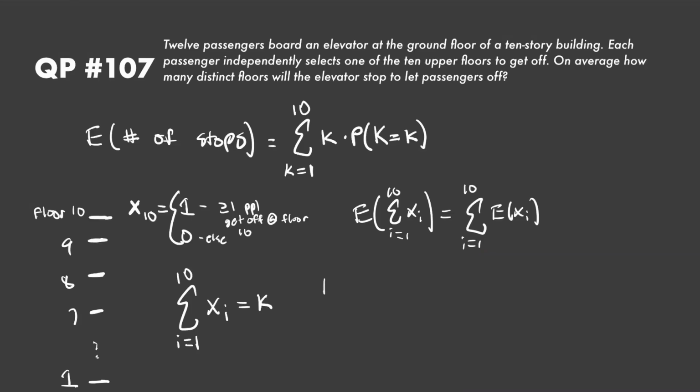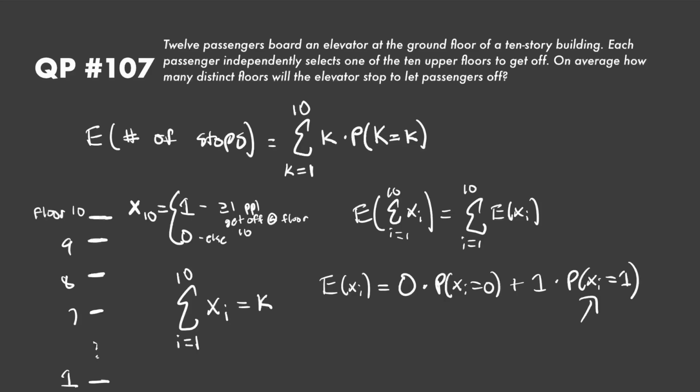So if we take the expected value of one of our indicators, well, it can only take values 0 and 1, so we have 0 times the probability that our x sub i is equal to 0 plus 1 times the probability that x sub i is equal to 1. And now let's just calculate this right here because this is going to be canceled, and we'll get our answer.